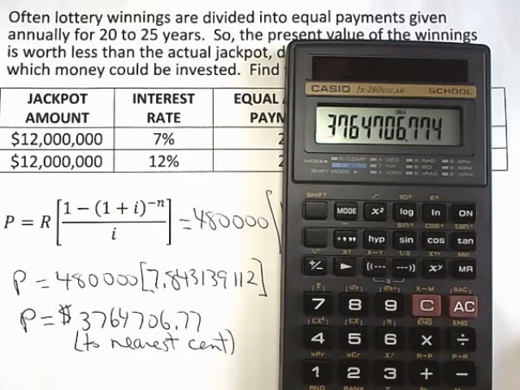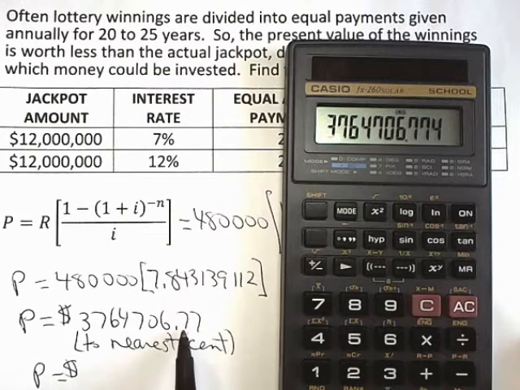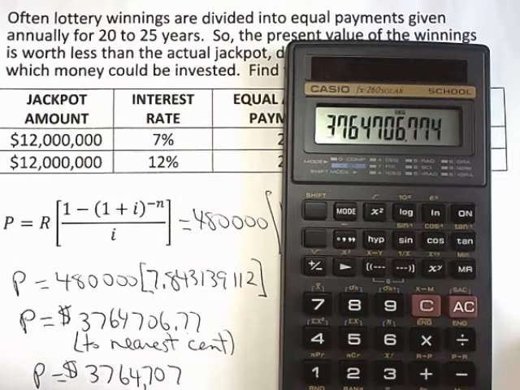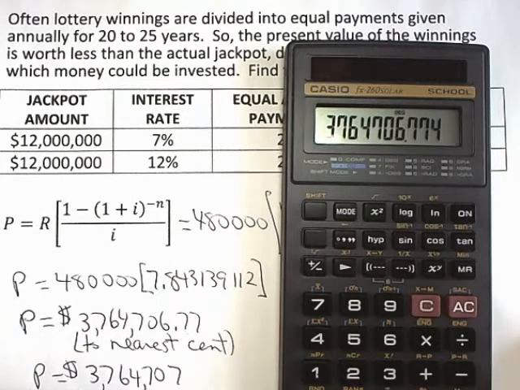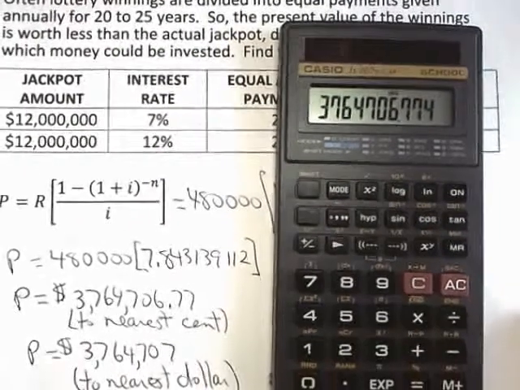As I said earlier, sometimes they ask you to round to the nearest dollar, so if they did that, you would say, well, 7 is 5 or more, so that 6 goes up to 7. So it'd be $3,764,707 to the nearest dollar.